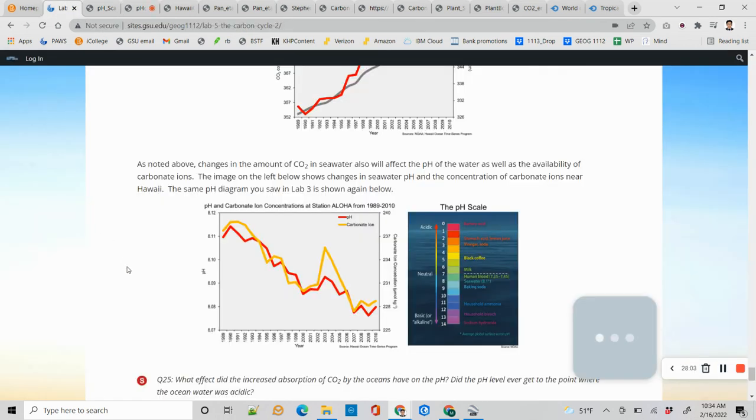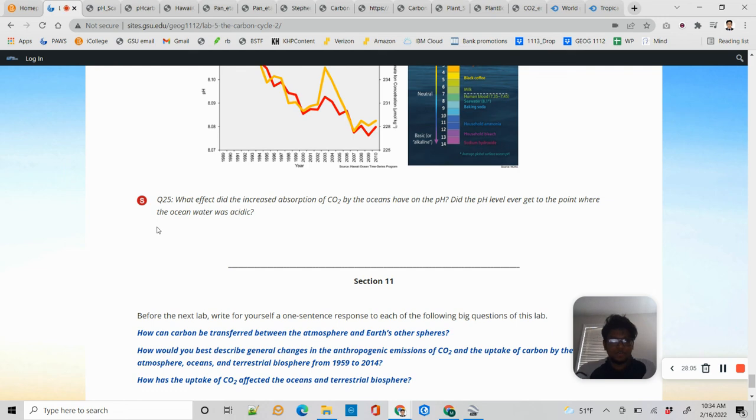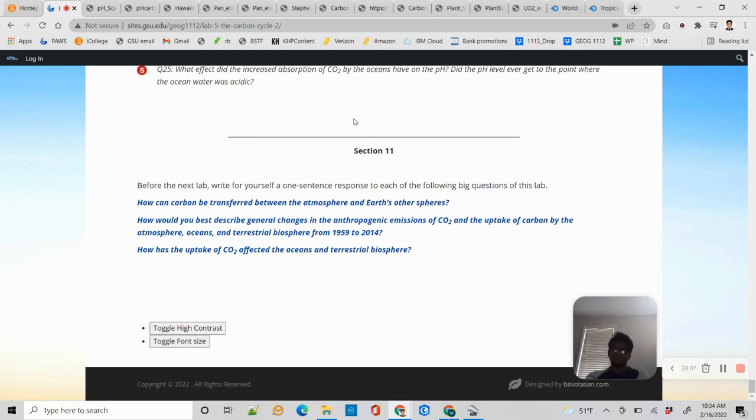So there's a question about that. Question 25 answers that, and that is the final question. Then you will have to answer a brief description of these three research questions. That's all for this lab.